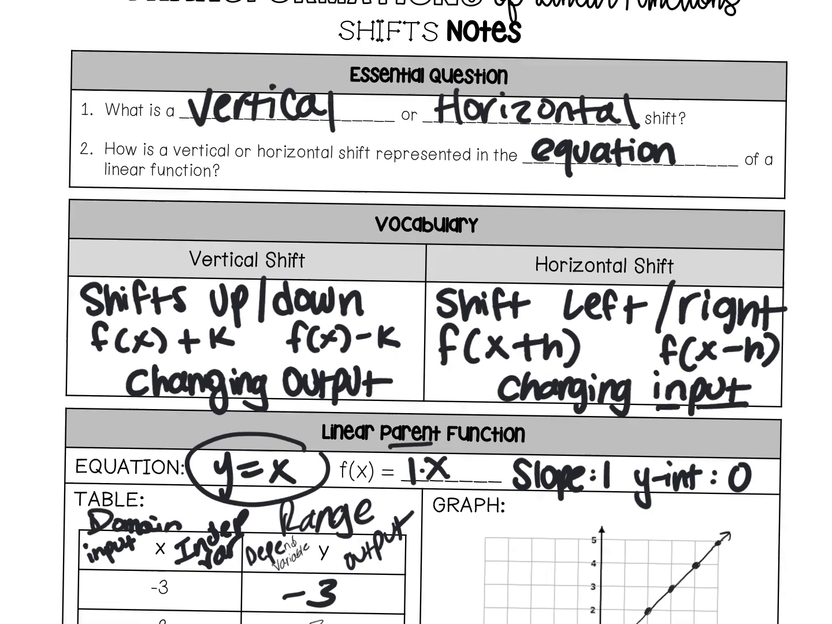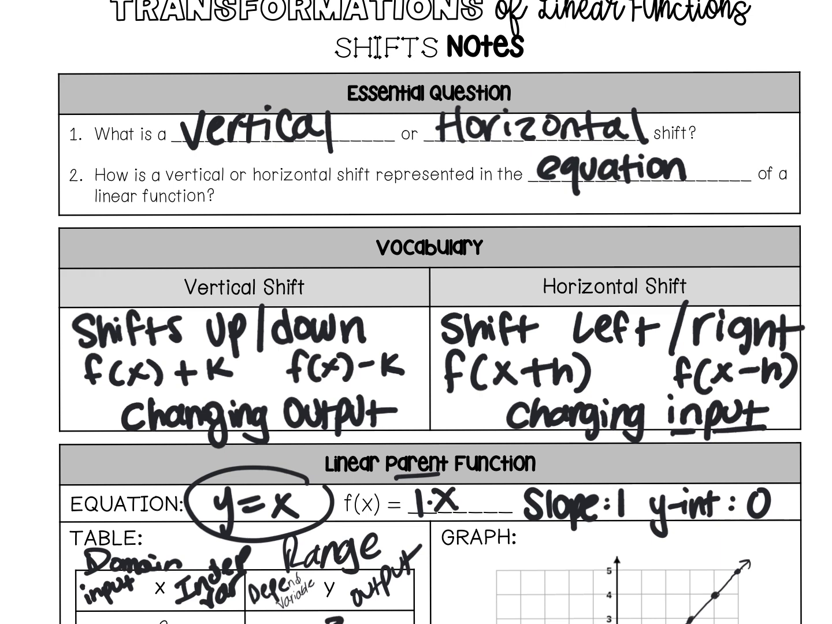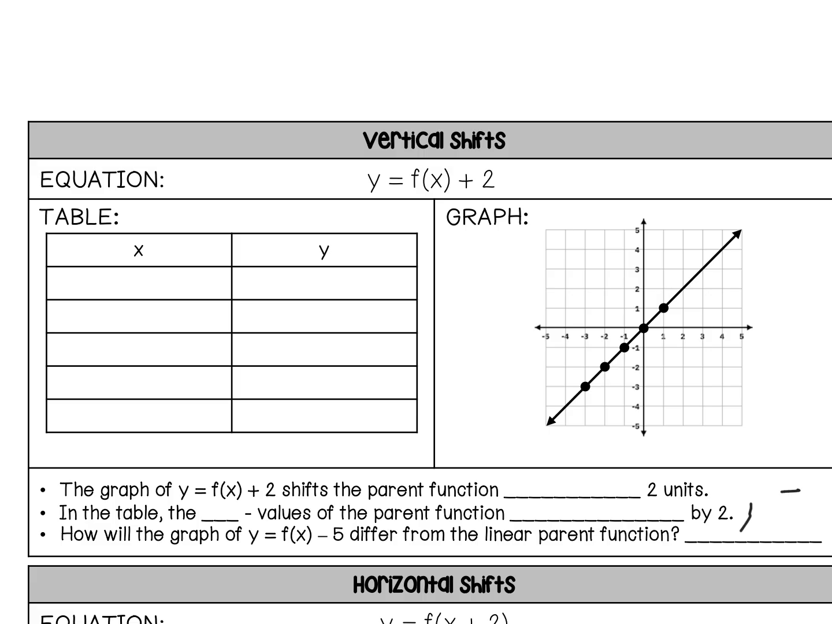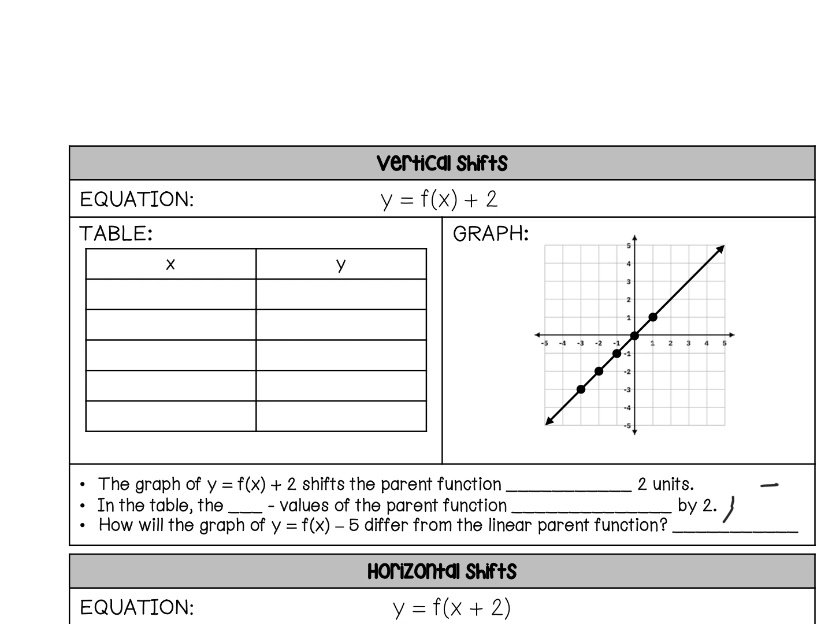Or in the front of your paper, where it says, what is a vertical or horizontal shift? How is a vertical or horizontal shift represented in the equation of a linear function? Our first vertical shift we're going to look at, as an example, is y equals f of x plus 2. Another and more common way that you will see this is as such. G of x equals f of x plus 2, or h of x, k of x. When you shift a mother function, you make another function, a new function.